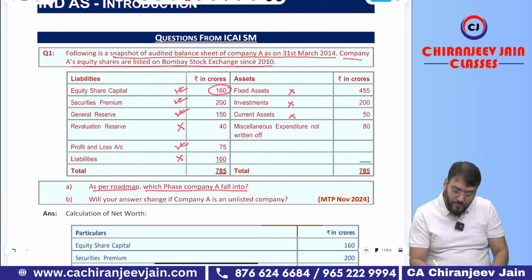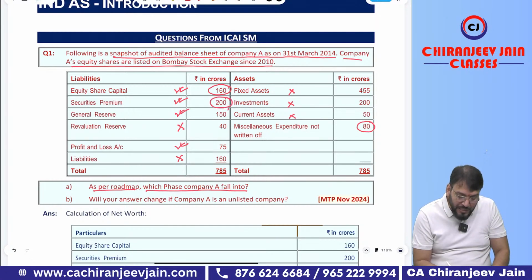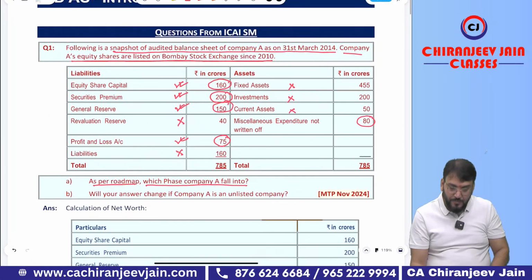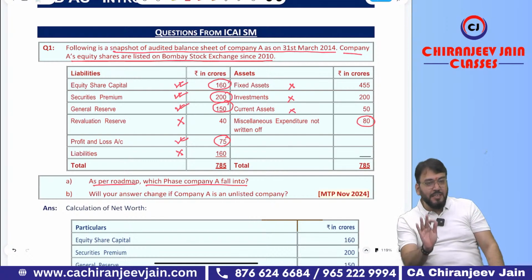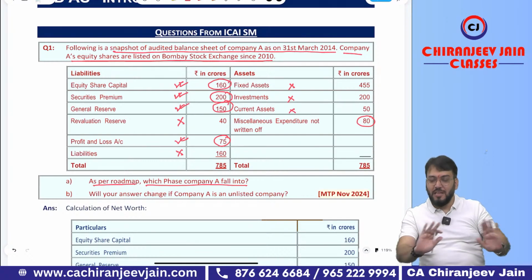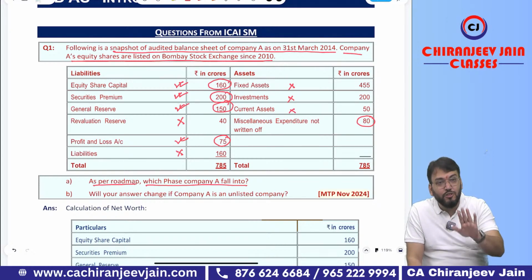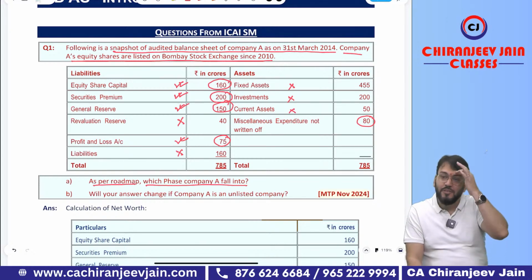Got this point? So 80 will be deducted. So 160 plus 200 plus 150 plus 75 minus 80, how much? Fast. You need to bring a calculator. Keep your calculator with you because I am not going to calculate. Understood? To any recorded class student, you need to keep the calculator with you.